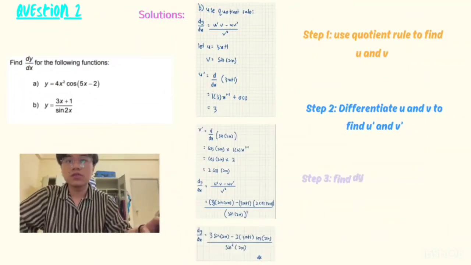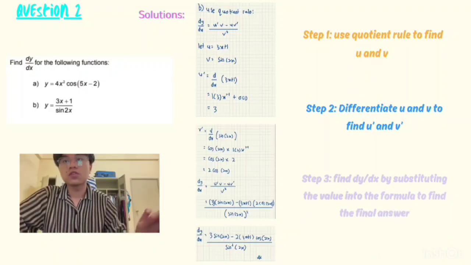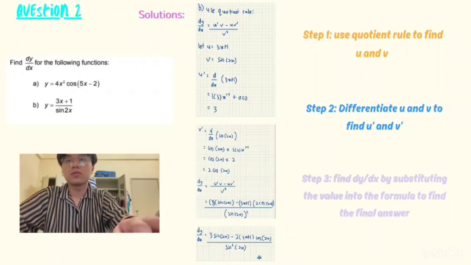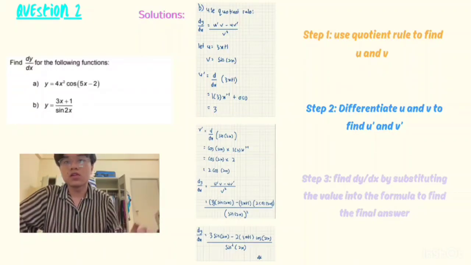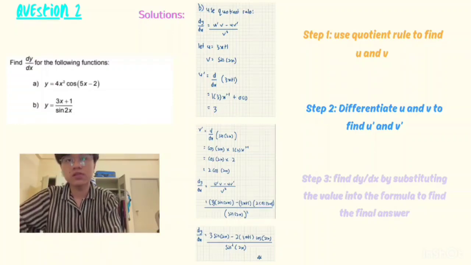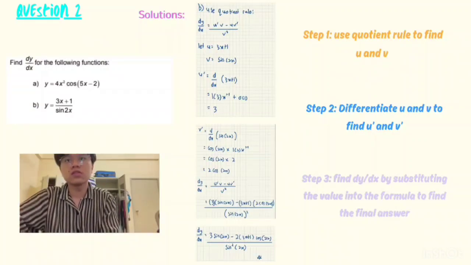For question B, first of all, we will need to use the quotient rule. The quotient rule is dy/dx equals u prime v minus u v prime over v squared. So we have to find u and v first. Let u equal to 3x plus 1 and v equal to sin 2x.